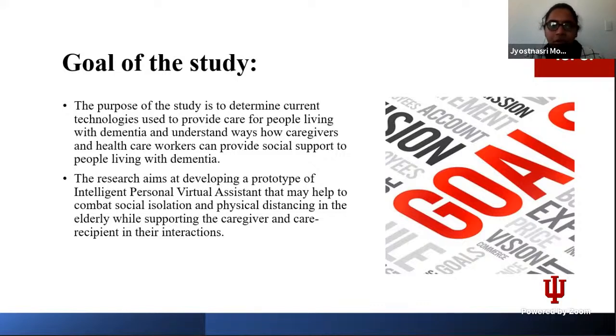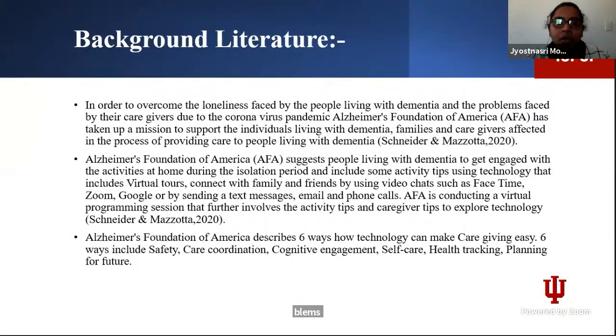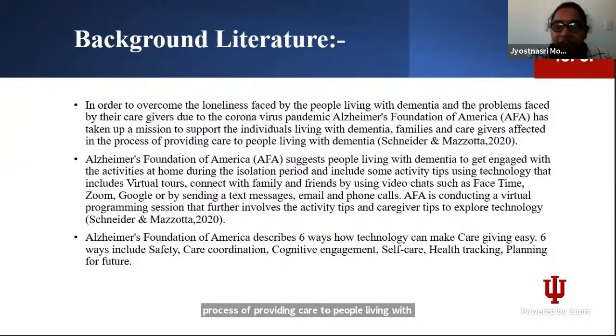Coming to the background of the study, to overcome the loneliness faced by people living with dementia and the problems faced by caregivers due to the coronavirus pandemic, the Alzheimer's Foundation of America has taken up a mission to support individuals living with dementia, families, and caregivers in this process of providing care. AFA suggests that people living with dementia get engaged with activities at home during the isolation period and include some activity tips using technology.